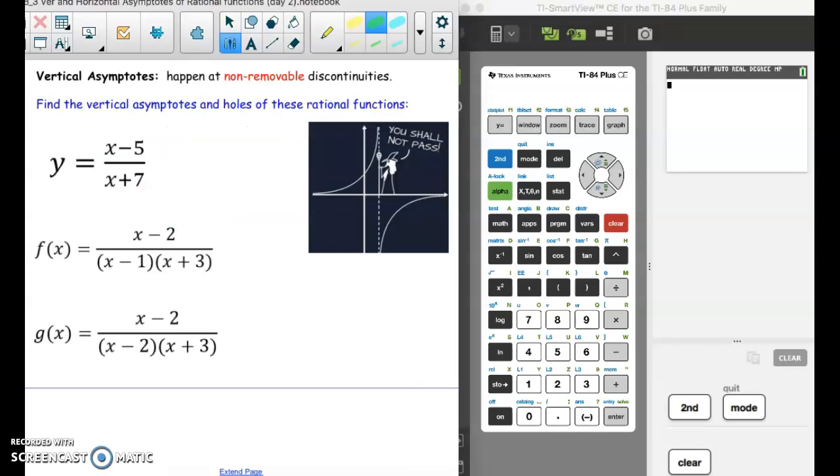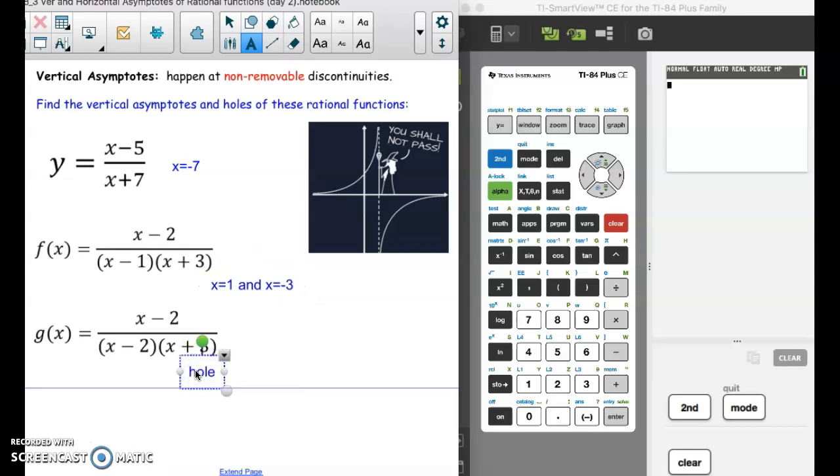So to review, vertical asymptotes happen at non-removable discontinuities. All right, Gandalf, you shall not pass. In this case, we would have one at x equals -7, right? Because if you solve the denominator, this one we would have one at x equals 1 and another one at x equals -3. So you have to solve each piece of the denominator.